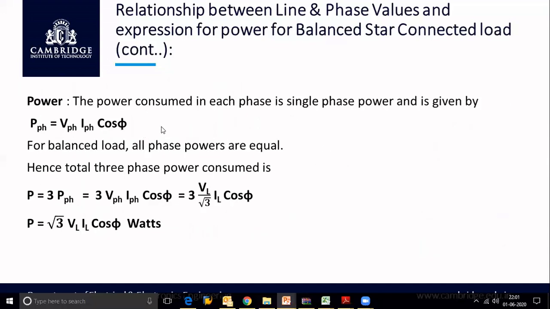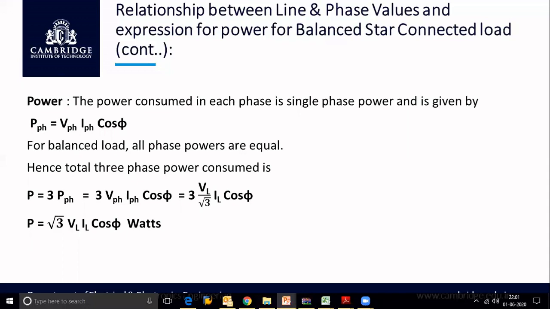Now, let us see what is the expression for power. We know that single phase power is P equal to VI cos phi generally. Because we are talking about three phase, when we talk about single phase, we call it per phase. So P phase is equal to V phase, I phase, cos phi. For a balanced load, all the three phase powers are equal. Therefore, what is the total three phase power? Total three phase power P is equal to 3 into single phase power. Therefore, 3 into V phase, I phase, cos phi.